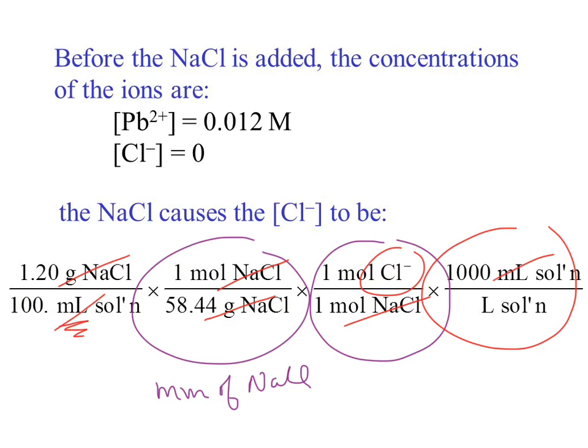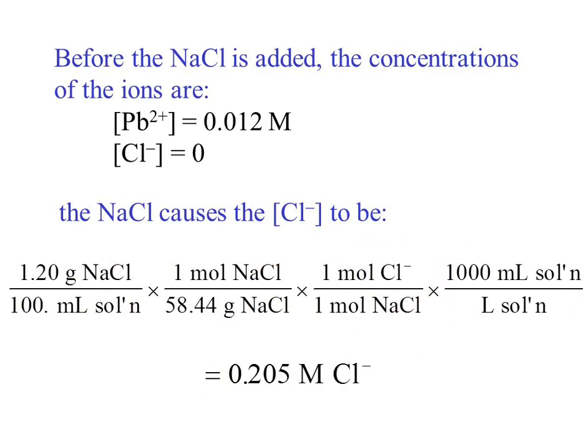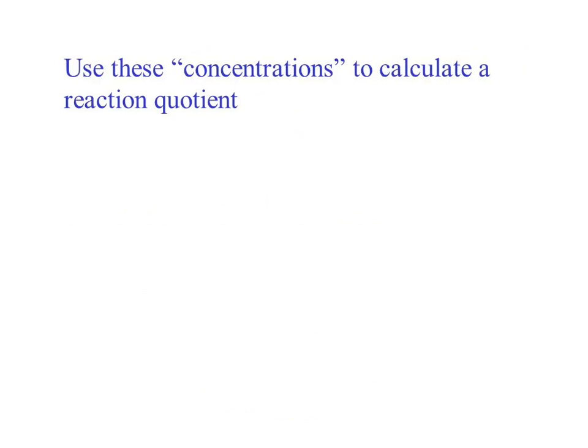So it's a wonderful thing, rounding to 3 sig figs. The molarity of your chloride ion is 0.205 molar. So that's what we can plug into our QSP. Do you see right here, we're ready to go ahead and plug in and take our snapshot. Those are the 2 values you're going to see plugged into our QSP.